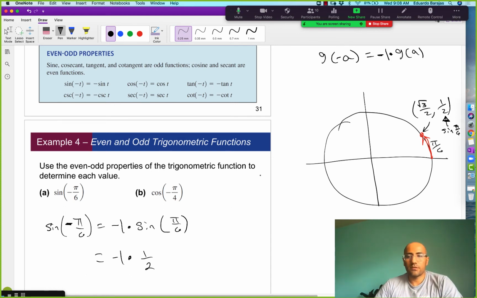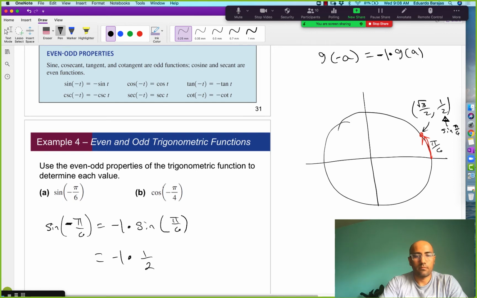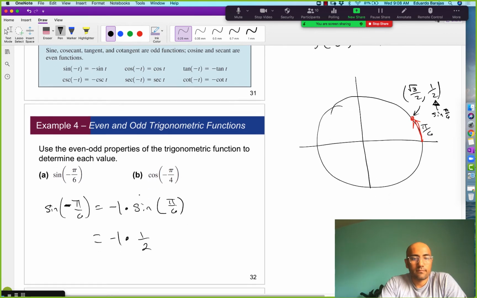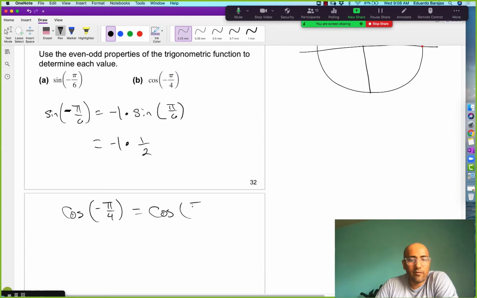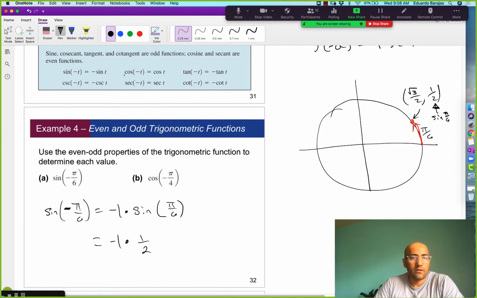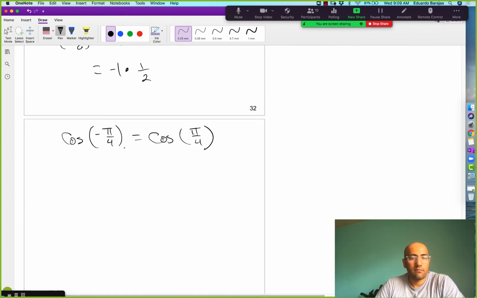Questions? All right, cosine of negative pi over 4. So according to our property, cosine of negative pi over 4 is simply equal to cosine of positive pi over 4. No changes, right? That's what this is saying. Cosine of negative t is equal to cosine of t. So cosine of negative pi over 4 is the same thing as just cosine of pi over 4.